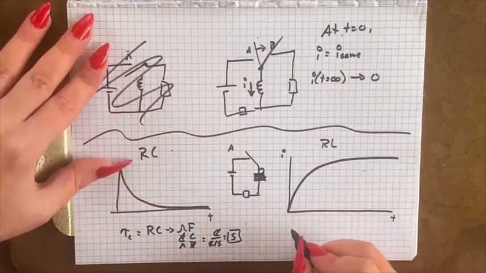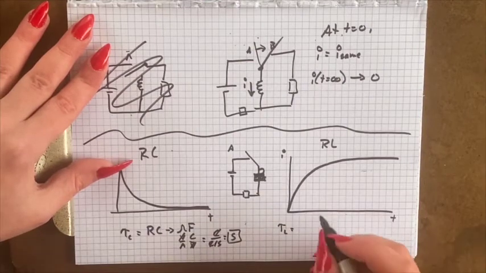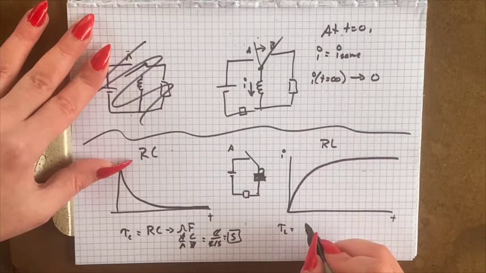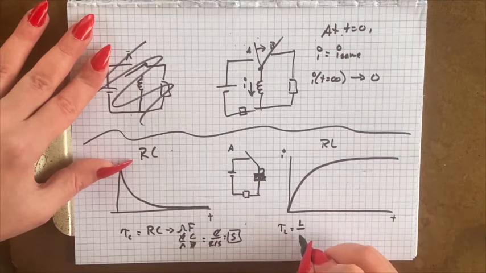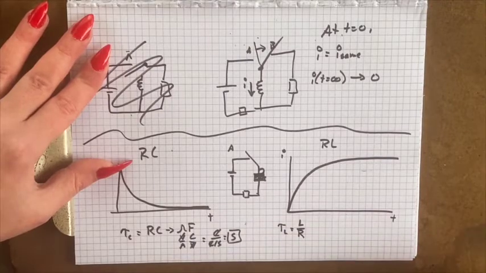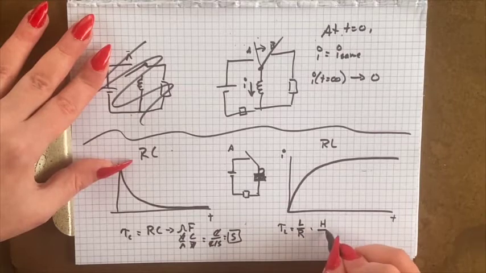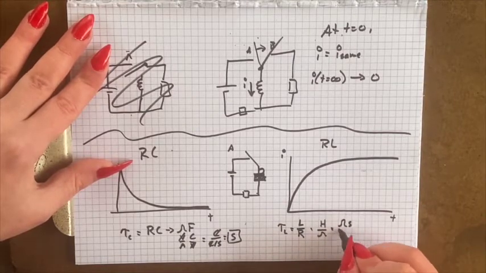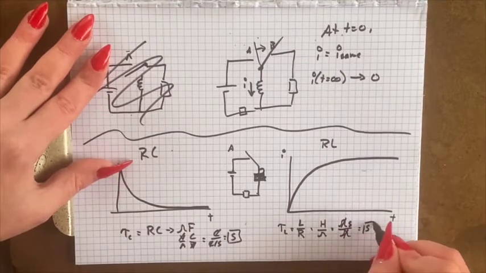Okay, the RL time constant is a little bit different. Its definition is, what? I think it's L over R. And we can check that because the units of this are a Henry over an ohm. And I know the units of a Henry are really ohm seconds. So these guys cancel, and I've got seconds.